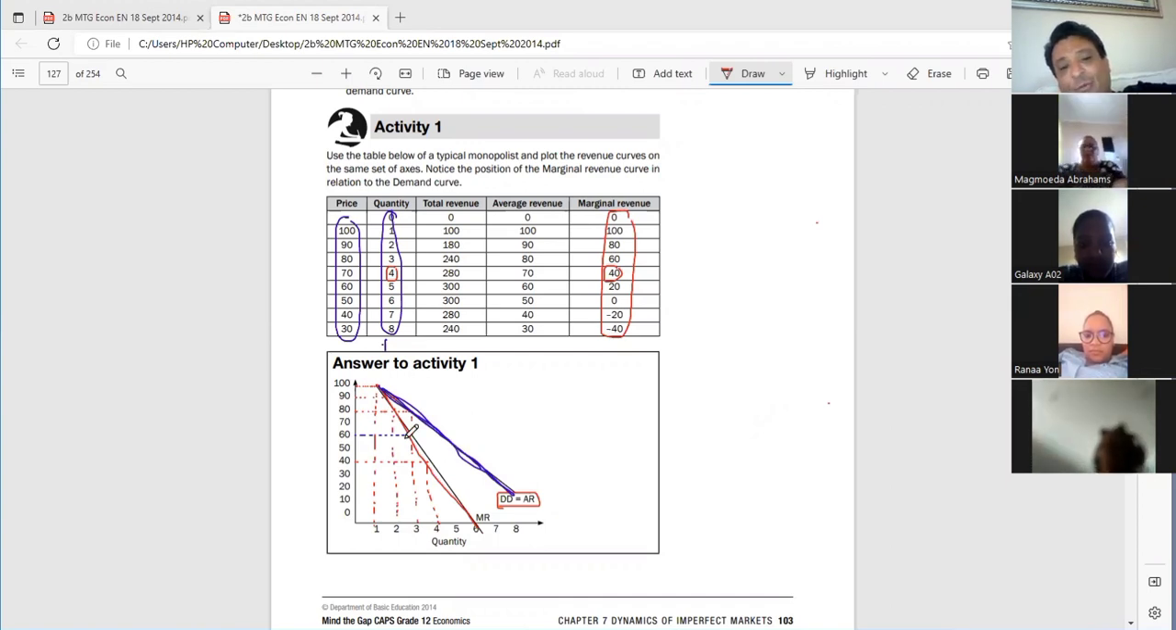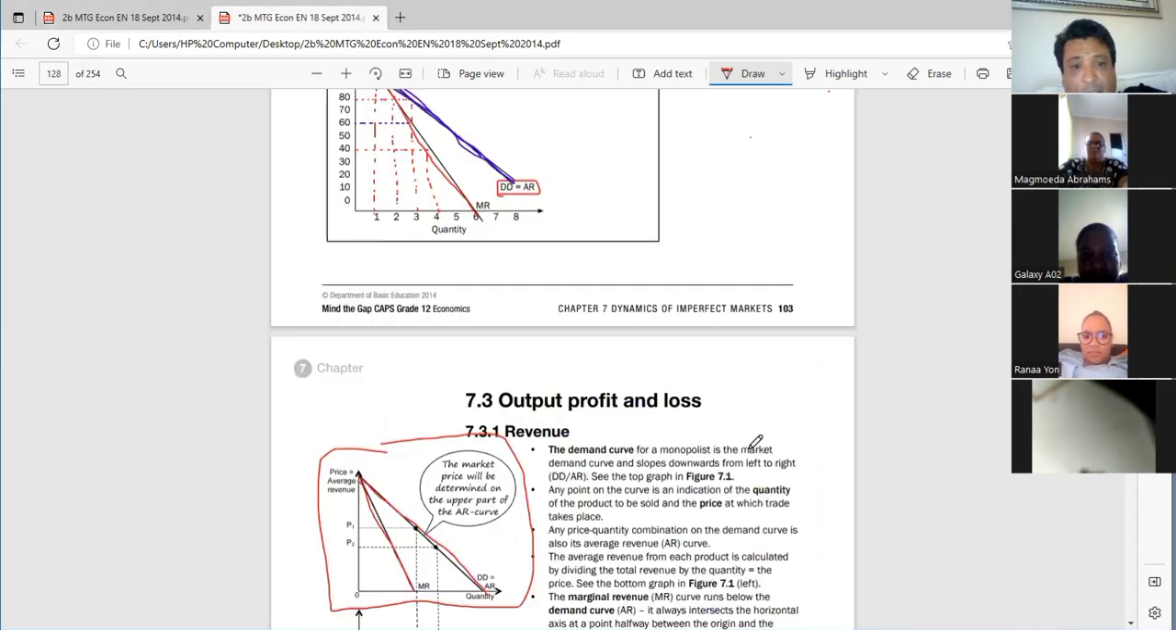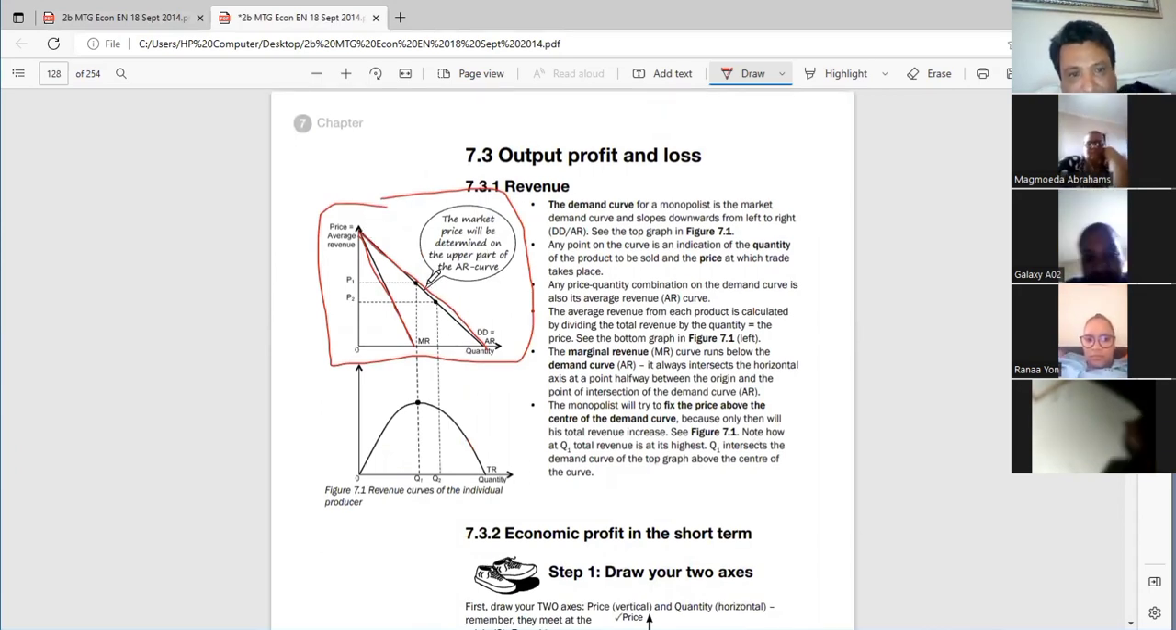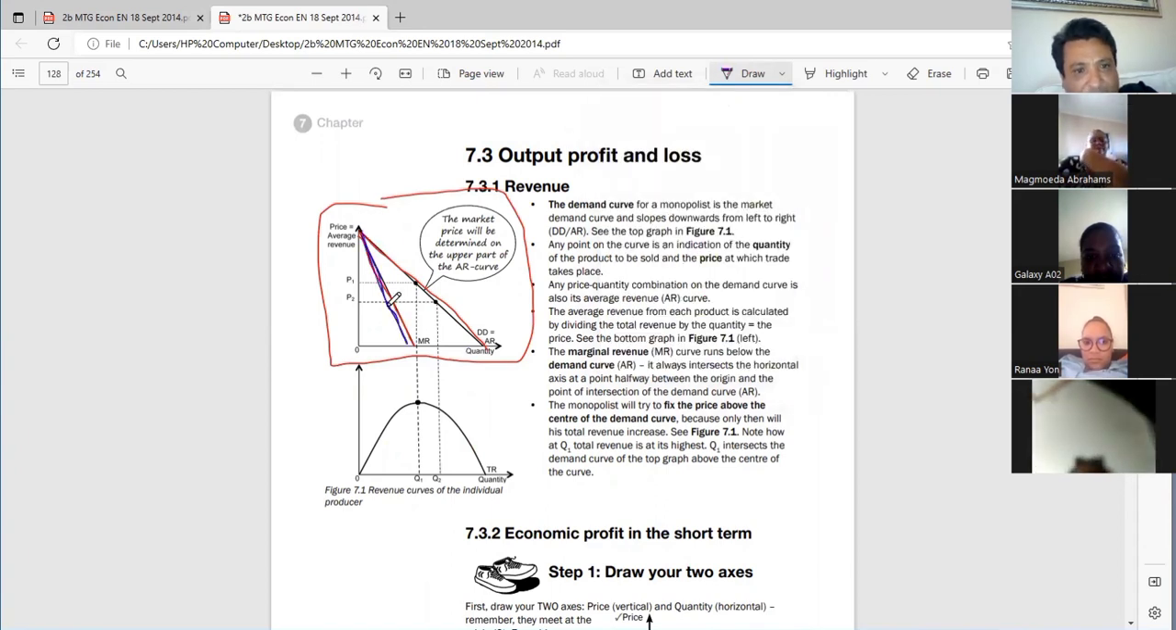Okay, so now you have your marginal revenue curve and you have your average revenue, which is your demand curve. Now remember, it's two different curves, it's not the same. Okay, let's go here. The demand curve, which is this one here. Let me change the color. Let's make this blue and let's make this red. That is the marginal revenue curve in blue. That is the demand curve.